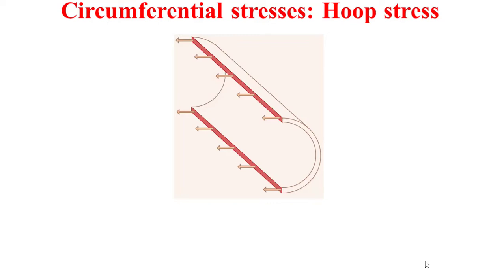Now let's move to the circumferential stresses, and I will start with the hoop stress. This hoop stress is caused also by the pressure applied on the inner wall of the pipe, and it acts in the circumferential direction of the pipe's material. The hoop stress is expressed as the pressure multiplied by the outer diameter of the pipe divided by 2 times the thickness of the pipe.